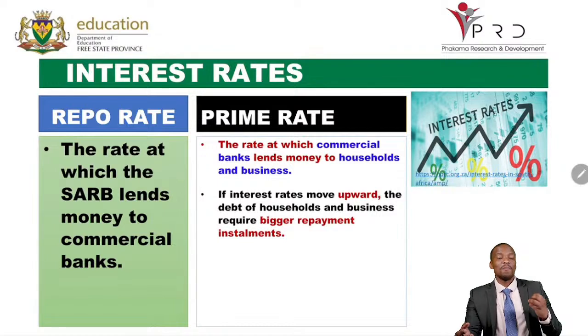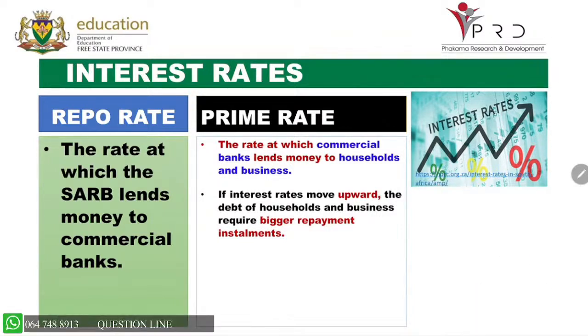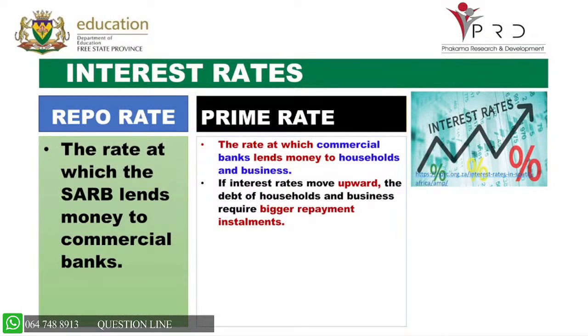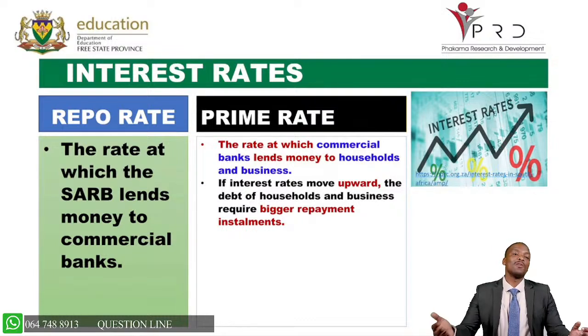On the other side, the prime rate is the rate at which banks lend money to households as well as businesses. So it means, who starts first? The repo rate. The Reserve Bank starts by lending money to the commercial banks at a certain rate. After that, the commercial banks will also say to businesses, households, as well as government, you need money? Yes, but there will be interest. What do you call that interest? The prime lending rate or the prime rate.